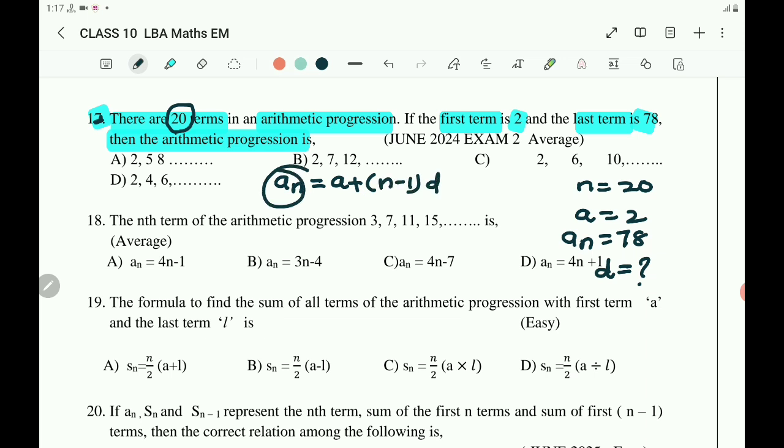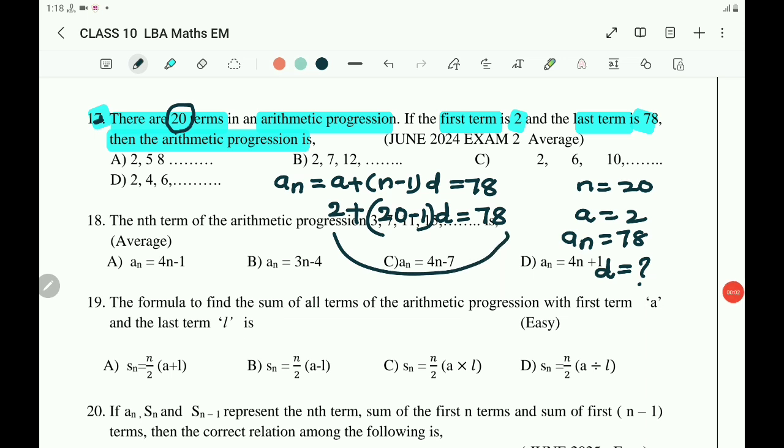a_n is given, that is 78. Then you write 78. Then a is given, write the value of a, 2. a plus 2 means 2 plus, n is given. How many terms are there? 20 terms. Then you write n minus 1 means 20 minus 1. d is to be found out. d equals 78.